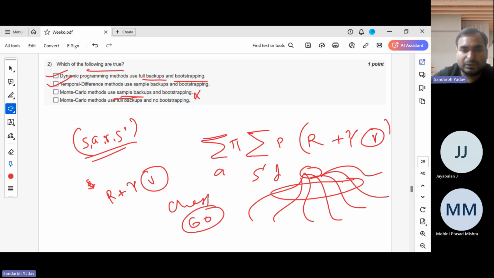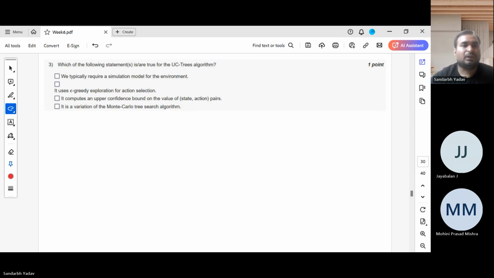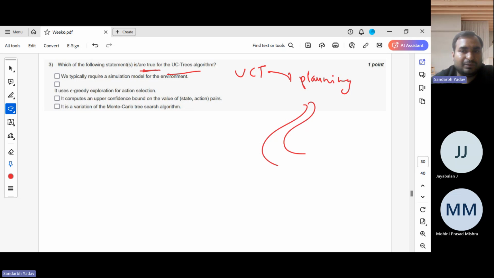Okay, then I'll move to the third question. This is regarding UCT, upper confidence trees. So which of the following is true? This requires two statements. We typically require a simulation model for the environment. So what is UCT? UCT is a planning algorithm, right? Because we need to generate those trajectories from some state. And for that, you need a simulation model.